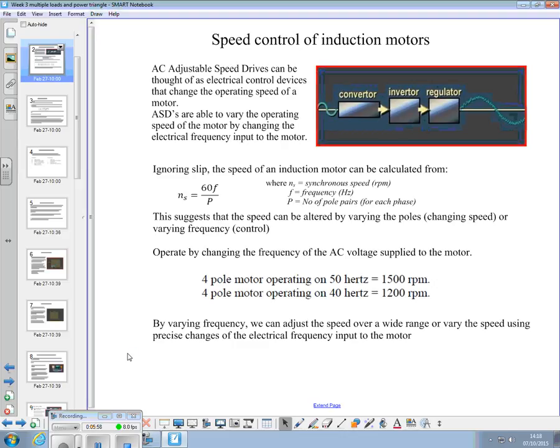You have to be a bit careful about the selection of the motor, and I believe from memory you have to connect it in delta rather than in star, so you've got to get a dual voltage motor, because that's going to be three-phase 240 volts.